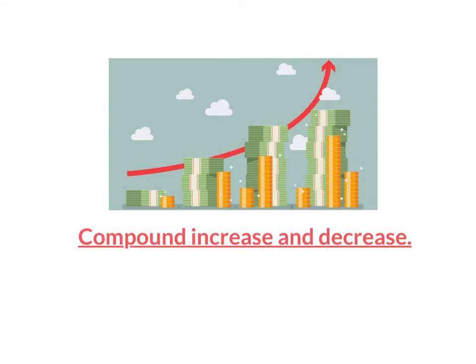When things increase or decrease by the same rate or the same percentage, time after time after time, we call it compound increase, or decrease if it's going down. For example, in bank accounts, you often get the same interest rate year after year after year. And so your money will increase by the same percentage every year. It's what we call compound interest. And to work with compound interest, what we do is we take the original amount.